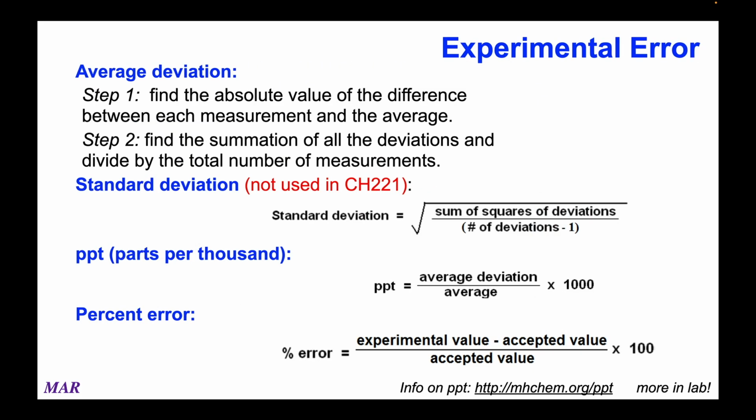Here are just some kind of nerdy equations. We'll talk about these more in lab, but these are the ways that you can actually find the parts per thousand and the percent error. And in parts per thousand, what you want to do first is find the average deviation and then find the parts per thousand. And for percent error, again, you have to have the accepted value and then compare it to the experimental value. We're going to do more of this in lab. We'll definitely do a lot of parts per thousand and some percent errors as well.